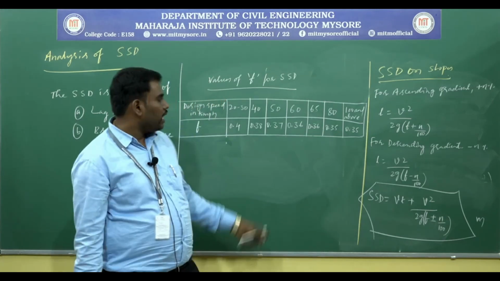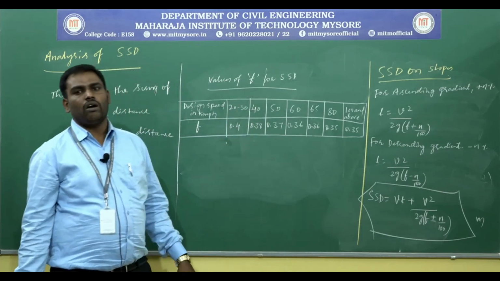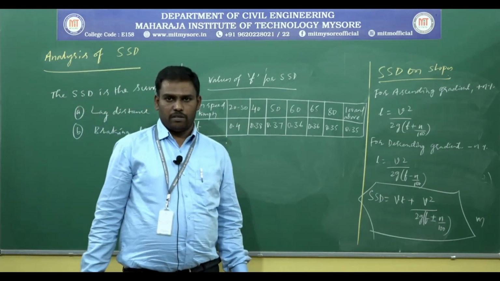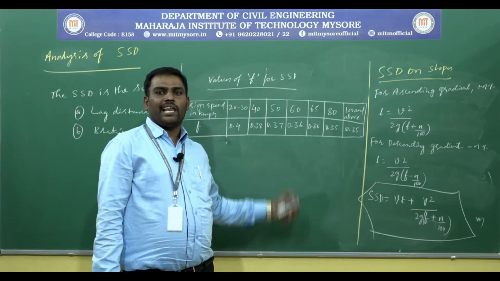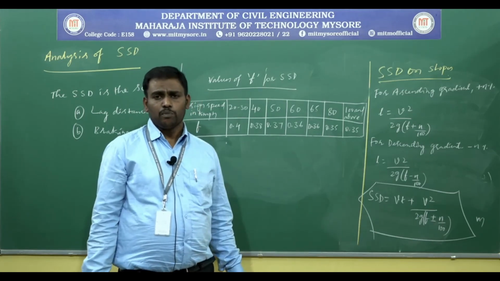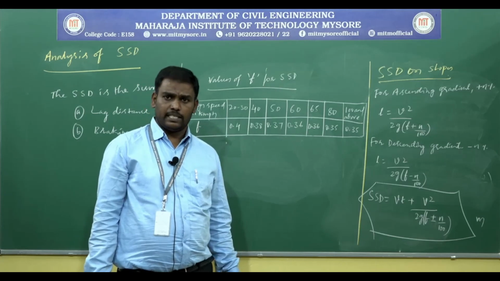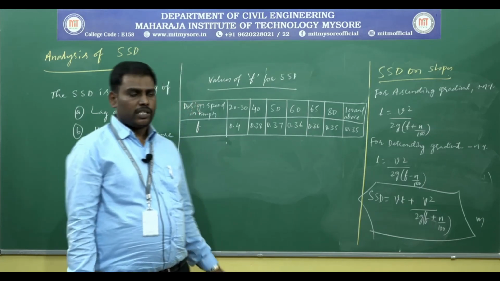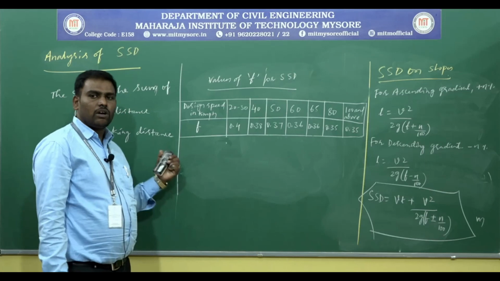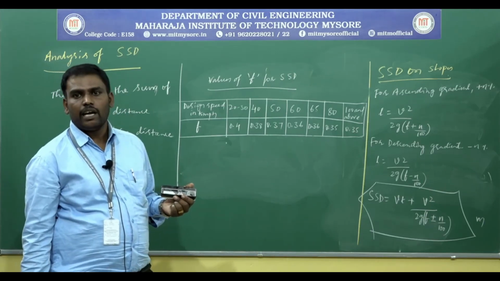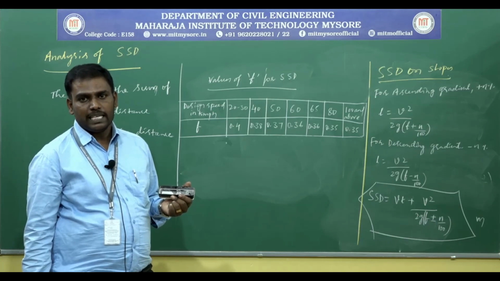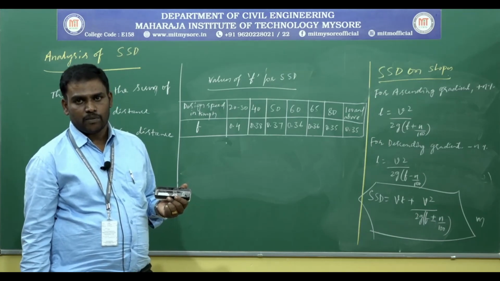Is it clear? These are the values of F, the coefficient of friction or longitudinal friction, for the calculation of stopping sight distance. This is regarding the analysis of stopping sight distance.